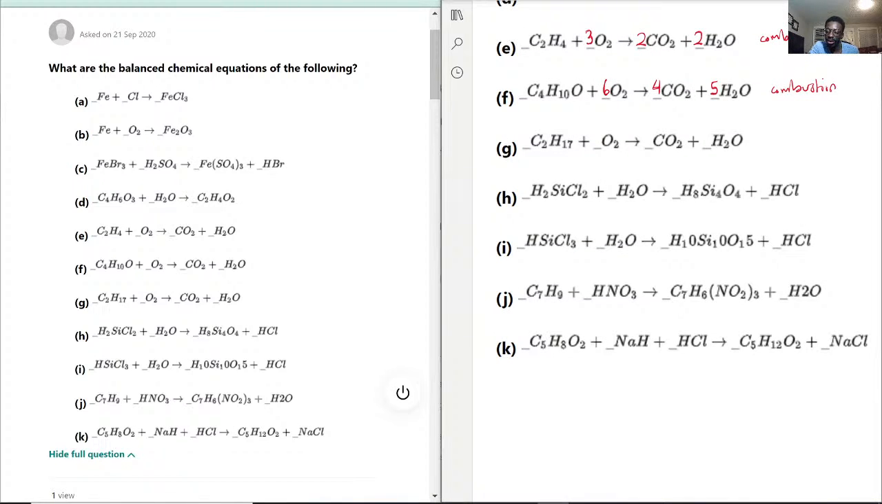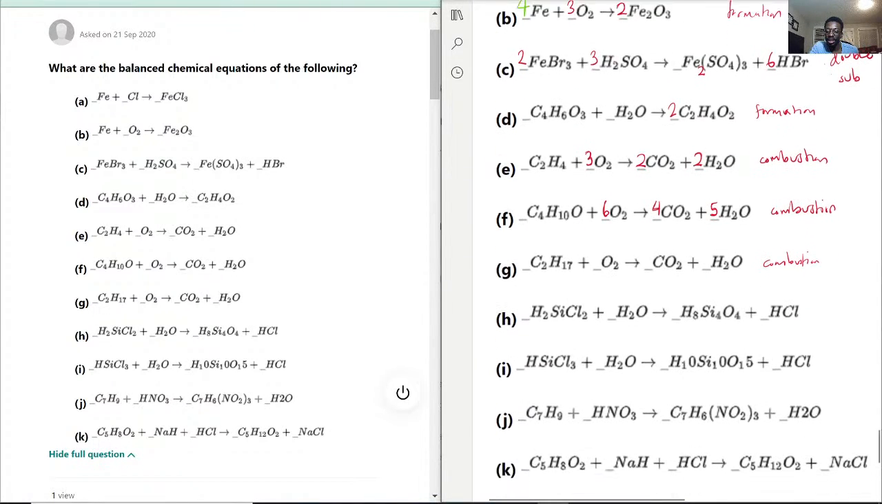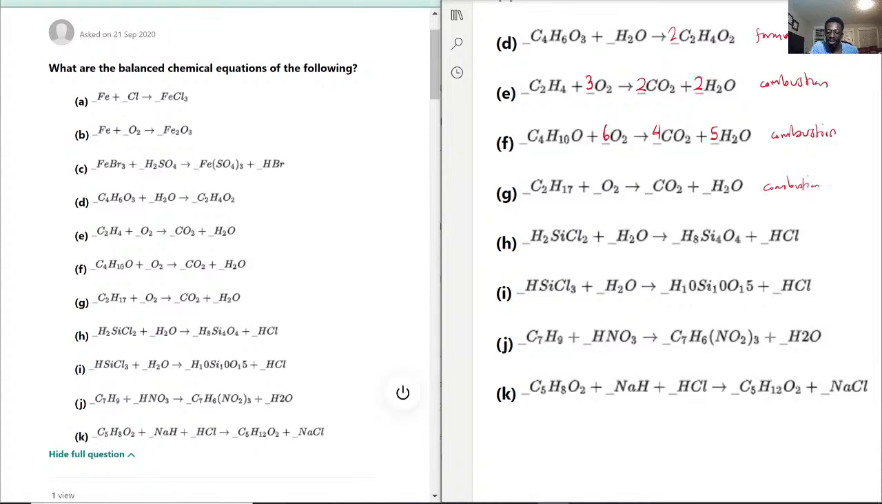Now this one is also another combustion. Okay, so yes, this one was just written wrong. It looks like now they're making a lot more sense. C2H17, so that's 2 carbon here. Oh wow, that's not even possible.